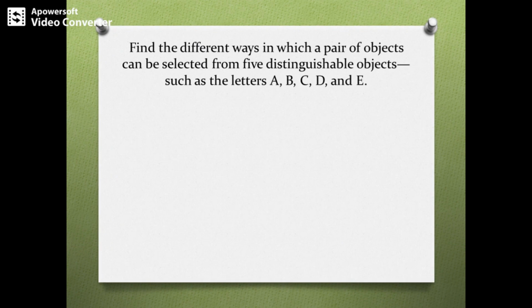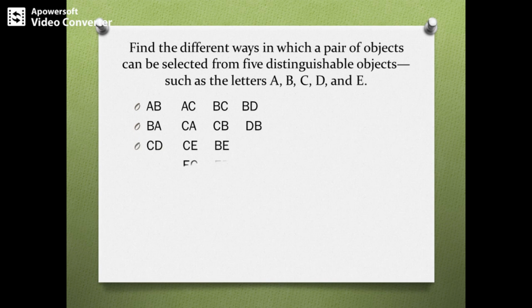So next we'll see the number of ways in which a pair of objects can be selected from 5 distinguishable objects, such as the letters A, B, C, D, E. How many pairs of objects are possible from these 5 letters or 5 objects? So you can observe there are so many arrangements if we take here: AB, BA, AC, CA, BC, CB, BD, DB, CD, DC, CE, EC, BE, EB, ED, DE, AE, EA, AD, DA. So all these 20 possible arrangements.